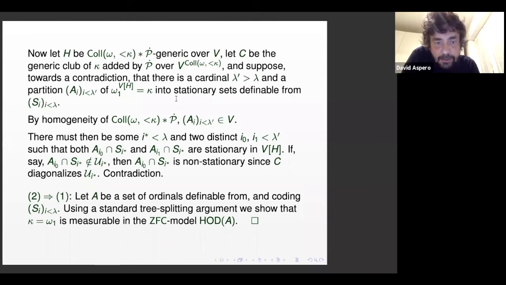Okay, so you proceed by contradiction, right? You start from this partition, and you're constructing a tree of disjoint stationary sets, and at some point you end up with a stationary set such that the club filter restricted to it is going to be an ultrafilter.